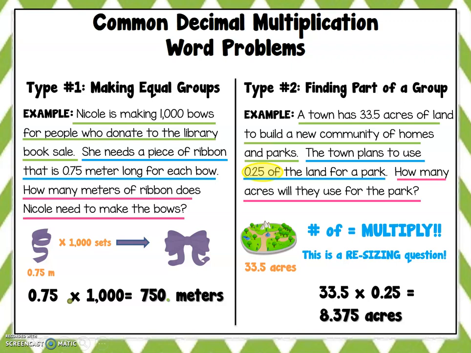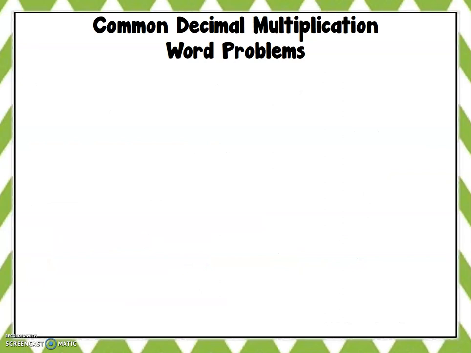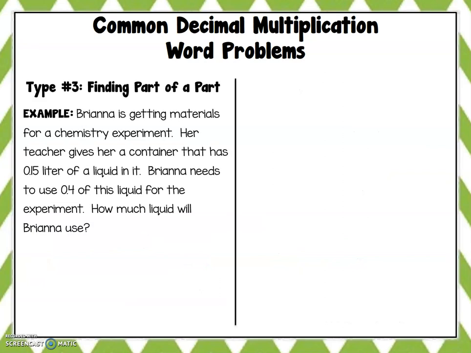Now this is finding part of a group, because the group is something greater than 1 acre, but the part or the piece that we're taking is less than 1 whole. That's why our final answer, even though we multiplied, was a lesser number, because we multiplied by something less than 1. Let's take a look at another example where we'll end up with a lesser answer. And that's the third common type of word problem, where we find a part of a part.